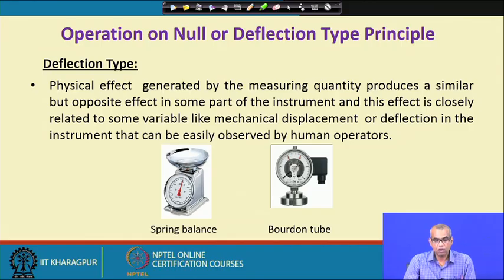Operation on null or deflection type principle. What do you mean by deflection type principle? It is as follows. The physical effect generated by the measuring quantity produces a similar but opposite effect in some part of the instrument, and this effect is closely related to some variable like mechanical displacement or deflection in the instrument that can be easily observed by human operators.